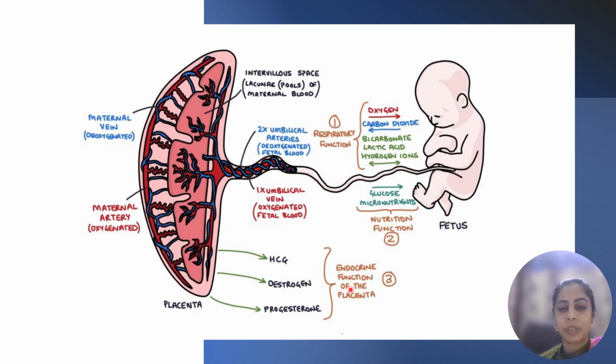Next is the storage function. It will store the glucose in the form of glycogen. Whenever the fetus needs it, it will be used by the fetus. Next is the excretion function. Carbon dioxide will be excreted from the fetus to the mother and it will be breathed out. Apart from this, bilirubin is also excreted, as RBCs, red blood cells, are replaced relatively. So a little amount of bilirubin is also excreted from the fetus.